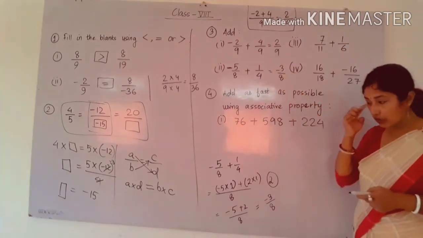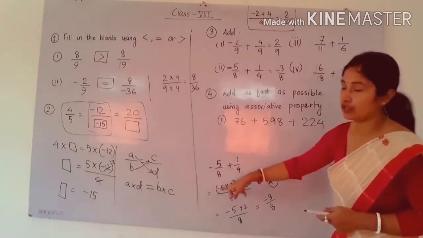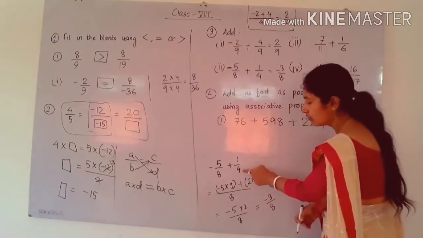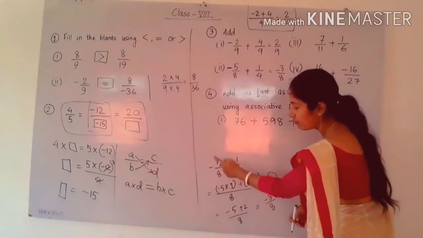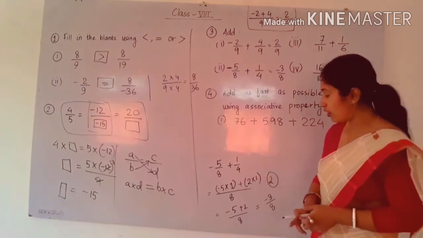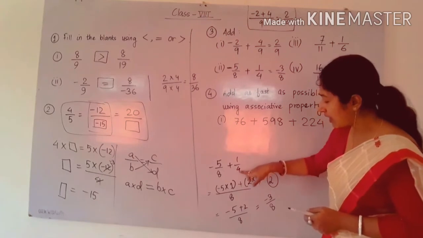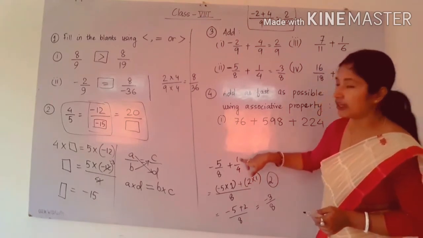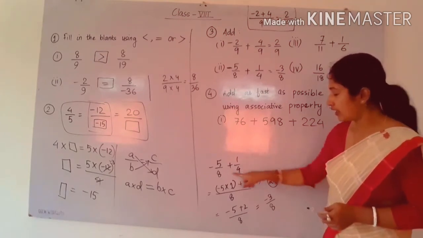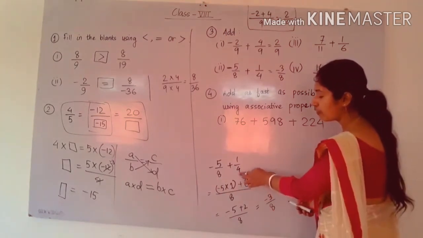You can also convert 1 by 4 to an equivalent rational number with denominator 8. Sorry, you can convert 1 by 4 to the same denominator as that of minus 5 by 8. So how to do it? You already know, in fractions you already did this in class 5 also. So for 1 by 4 you have to multiply 4 with 2, and in the numerator also you have to multiply by 2, because 4 2s are 8. Here the denominator is 8. So to make the denominator same, you have to multiply 4 with 2.